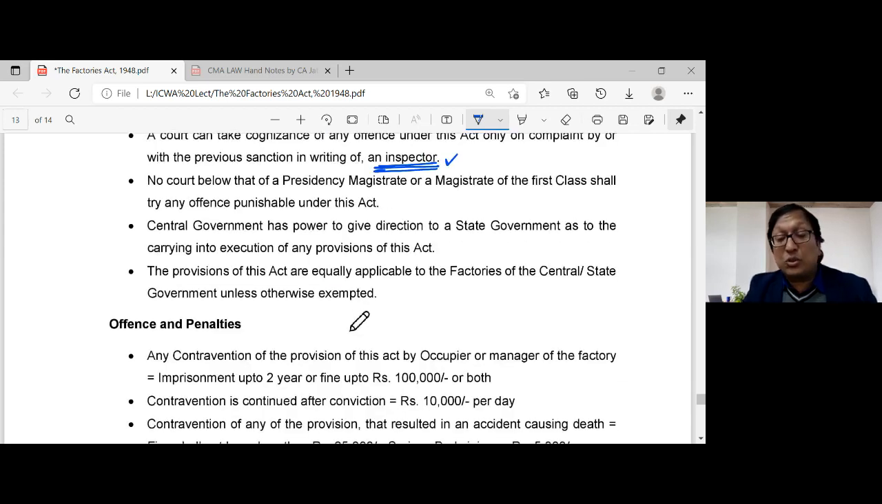Central government has power to give direction to state government as to carrying into execution any provision of this act. How to execute provision of this act? If some instructions are required to be given by the central government, they can give it to the state government. The provisions of this act are equally applicable to the factories of the central and state government unless otherwise exempted.